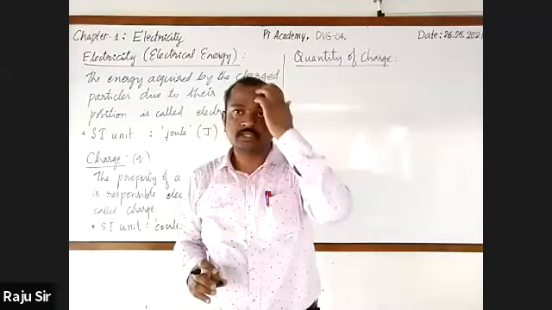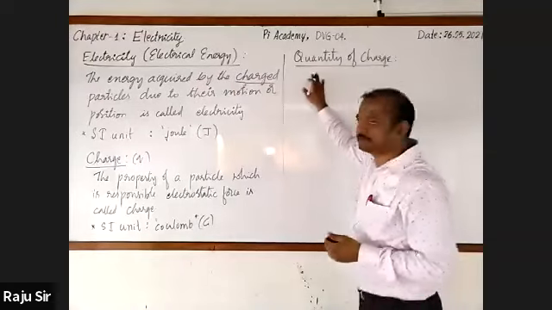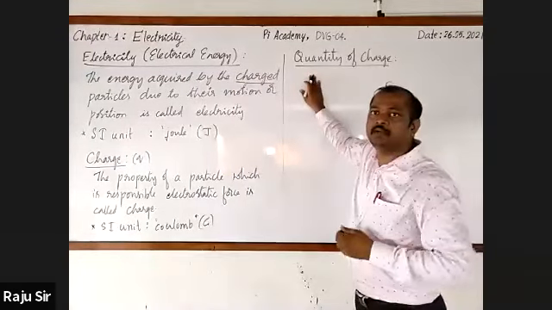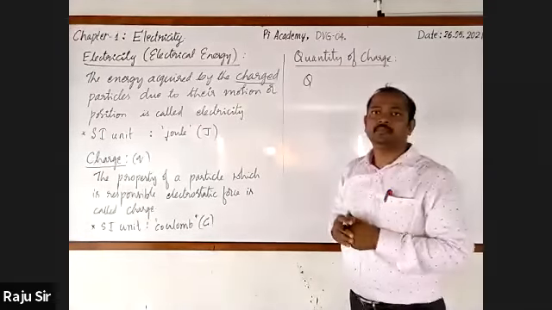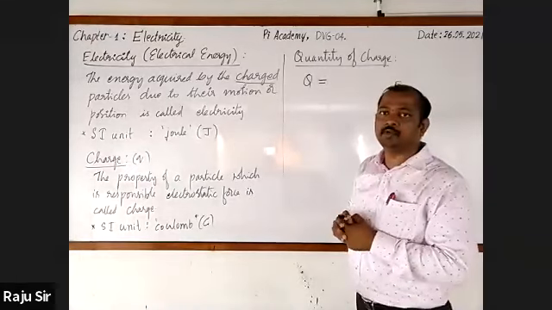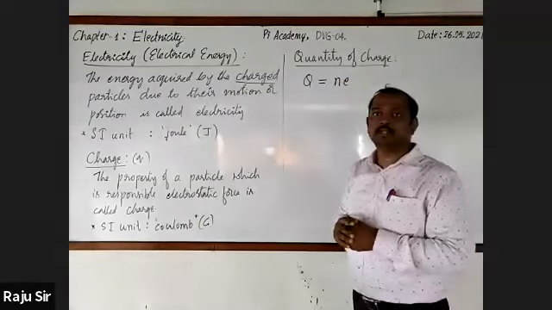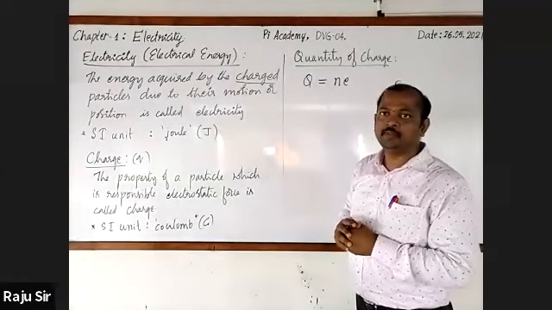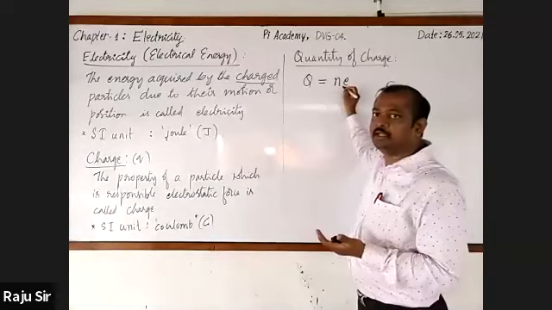That is, total charge accumulated in a body is called quantity of charge, and this quantity of charge is denoted by Q. We have a formula to find out quantity of charge: Q is equal to N into E. Then I'll tell you what are N and E.